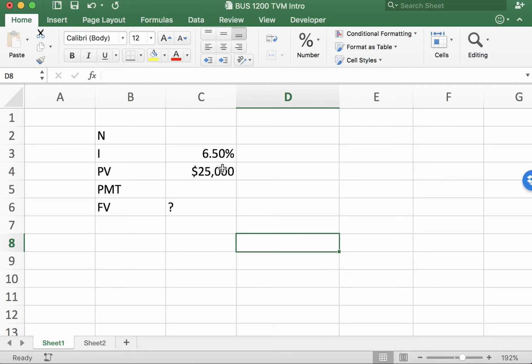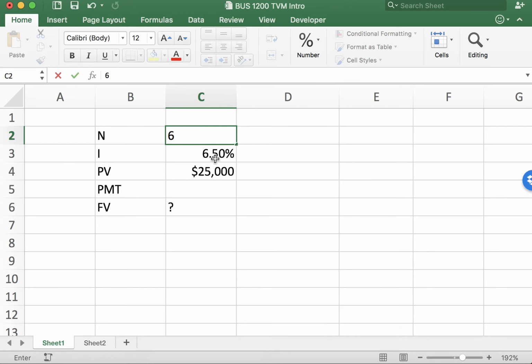If it's invested at 6.5% compounded annually for 6 years. So N is 6. We know that. And then we always want agreement between the N and the I, right? They have to be the same time period. So N in this case, 6 years, is annual. 6.5% was, the question said, compounded annually. So these are in agreement.